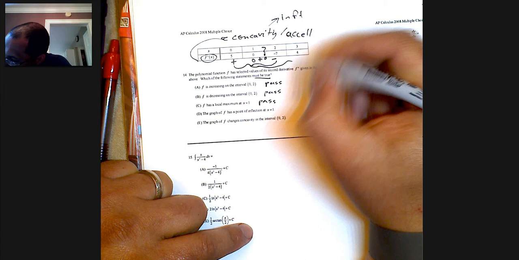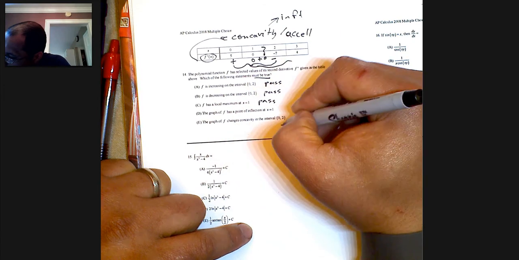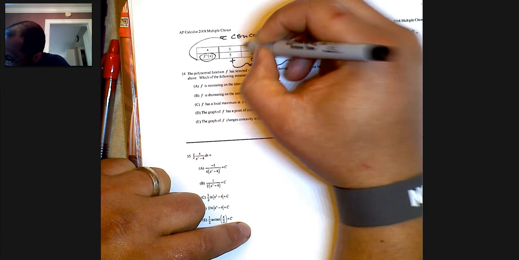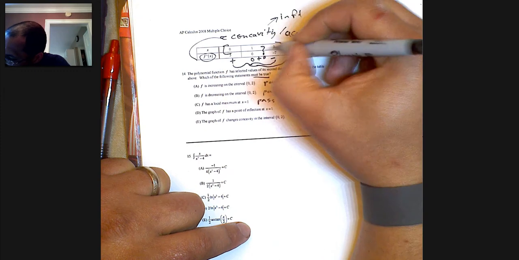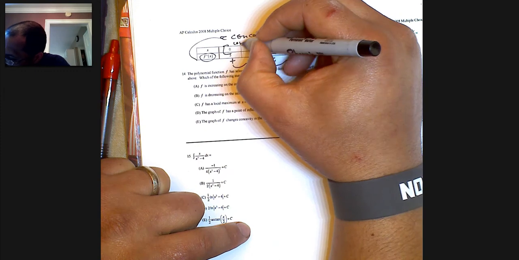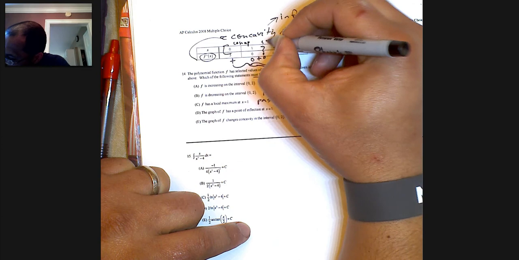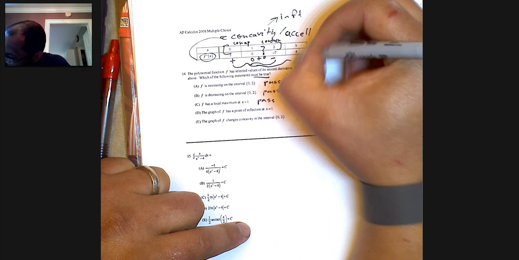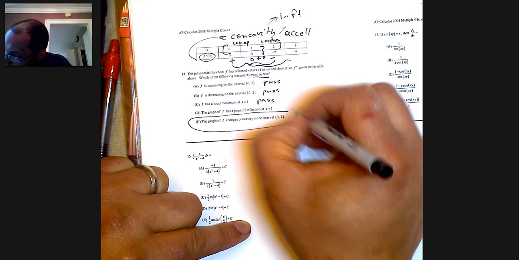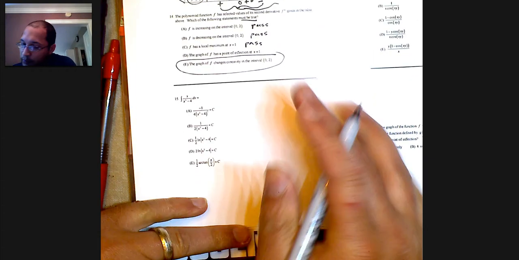The graph changes concavity in the interval 0 to 2. So 0 to 2, this is the interval. It's definitely concave up and definitely concave down. So yeah, don't jump on the first answer that you think looks right. I'm talking too much. No, I don't have time.